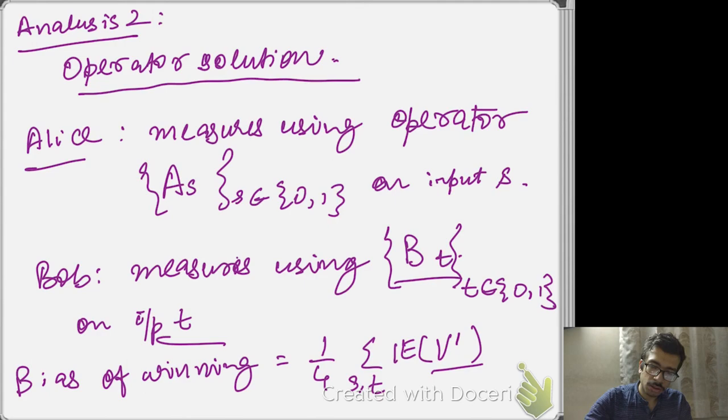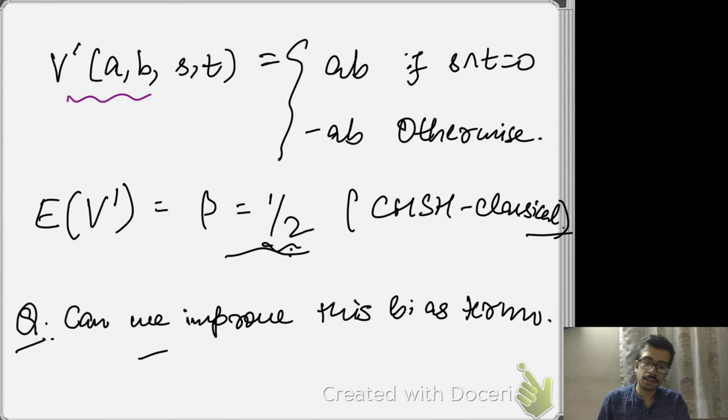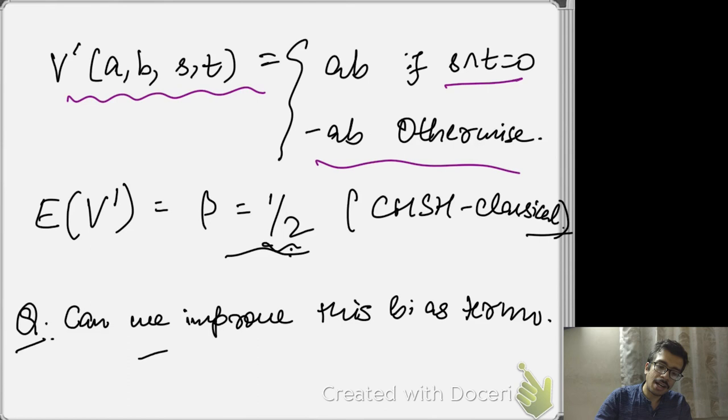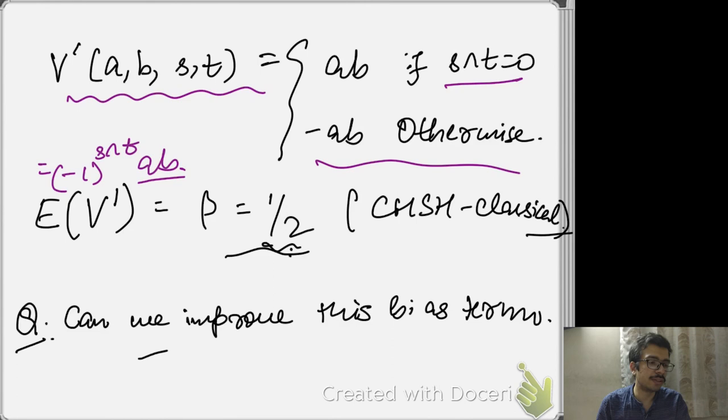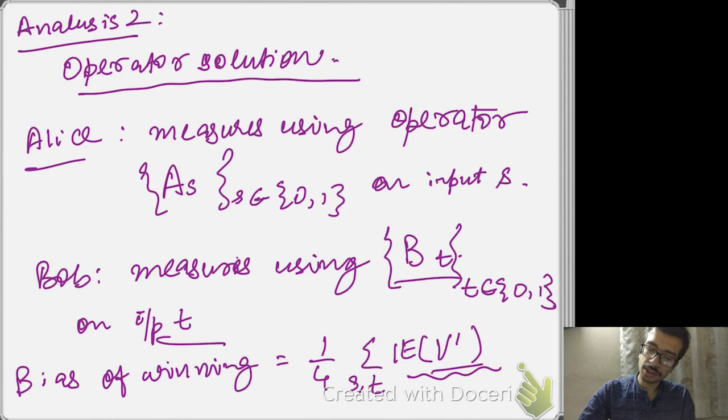And so let us try to see in the plus minus 1 case, how do we define the bias. Here we see that this bias valuation is AB if S and T is 0, or minus AB otherwise. And I can write it in a more succinct form as minus 1 to the power S and T times AB. And here it makes it very easy to analyze the quantum solution, which is as follows. As I said, the bias of winning is 1/4 the sum over S and T of the expected value of V prime, and this is nothing but minus 1 to the power S and T times the expected value of AB. So let's see how to compute this.